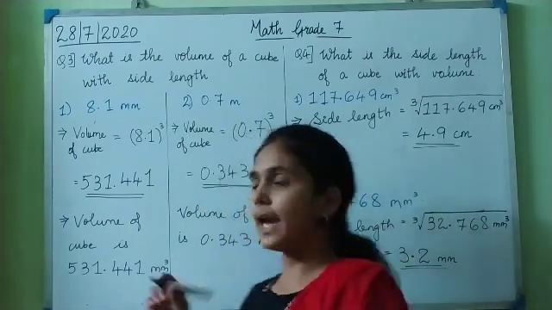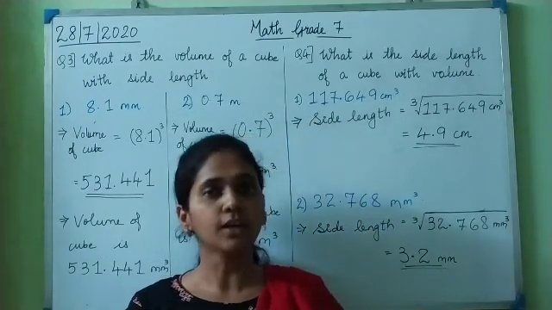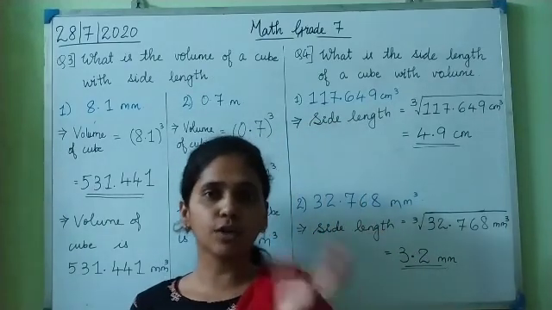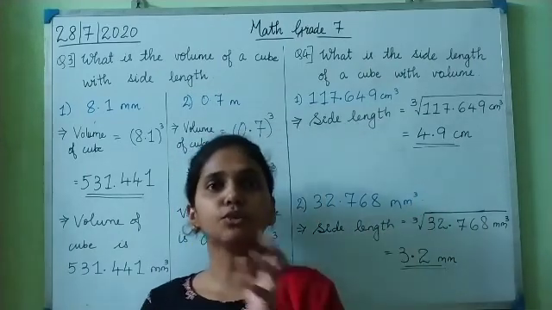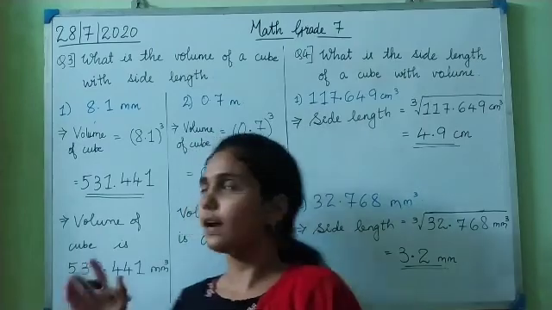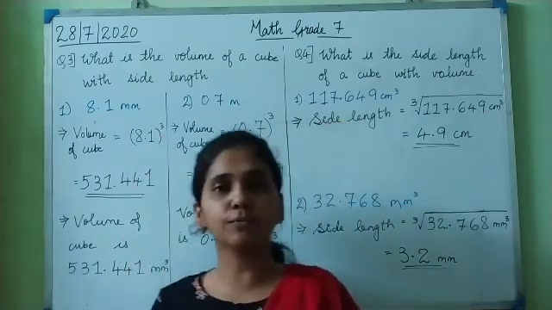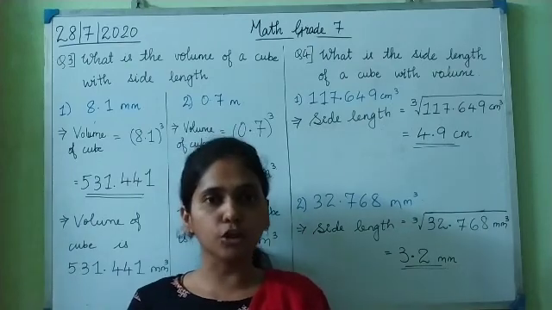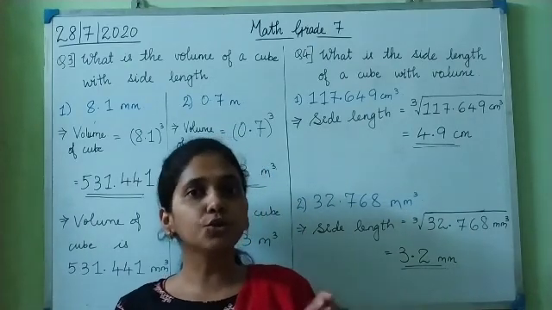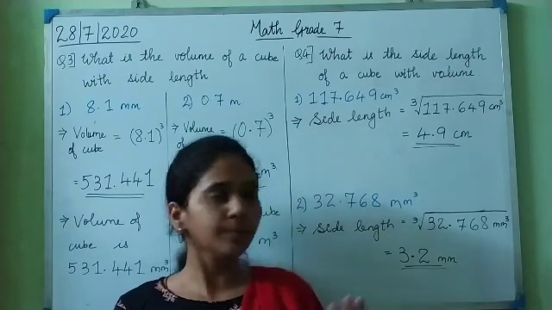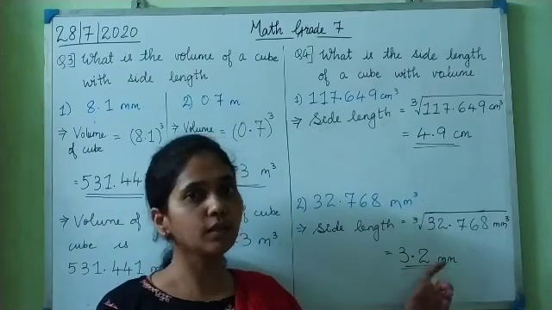I hope everyone has understood how to find the volume if the side length is given, and how to find the side length if the volume of the cube is given. These are reverse operations. If we want to find the volume of the cube, then we need to cube the given length, and if we are given the volume and have to find the side length, then we have to take the cube root of the given value.